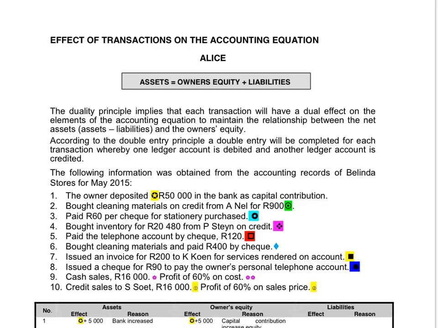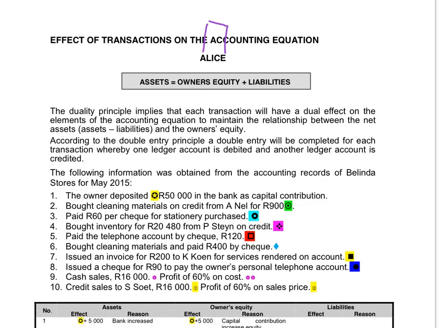Good morning. We will pay attention to the effect of transactions on the accounting equation. Remember, the accounting equation is assets equals owner's equity plus liabilities. So you first of all have to decide whether an account is debited or credited. To make that easier, use the word ALICE, and the first letter and the last letter of ALICE will increase on the debit side.